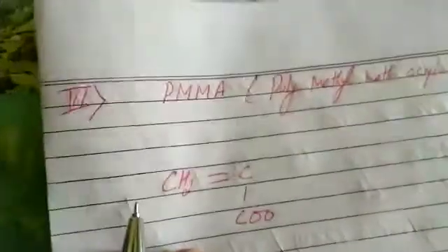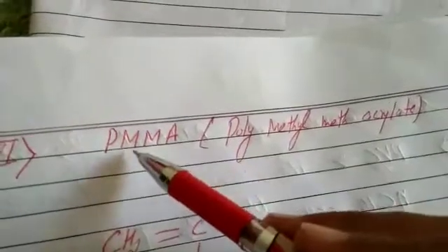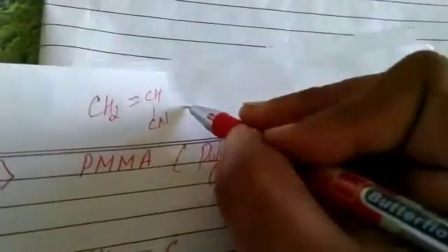After this, next is PMMA. Students, what is the full form of PMMA? Polymethyl methacrylate. It is again an addition polymer. At first, please come here. CH2 double bond CHCN. It is vinyl cyanide, which I also call acrylonitrile. If we do polymerization in it, we get Orlon, that is polyacrylonitrile.